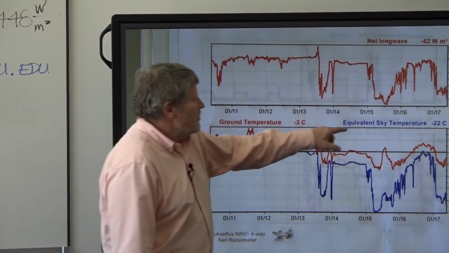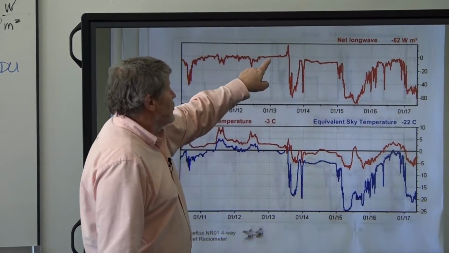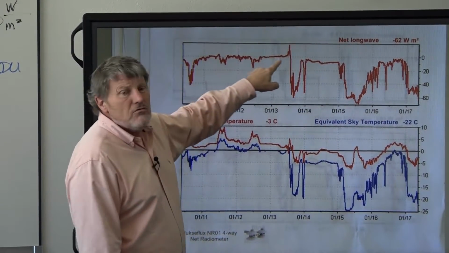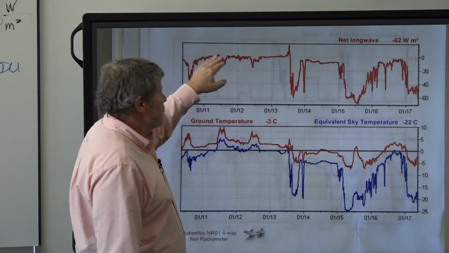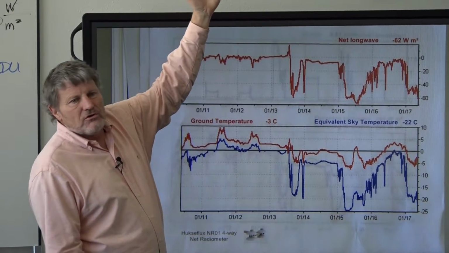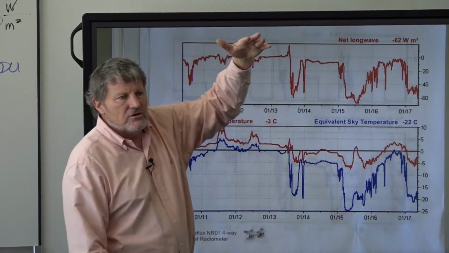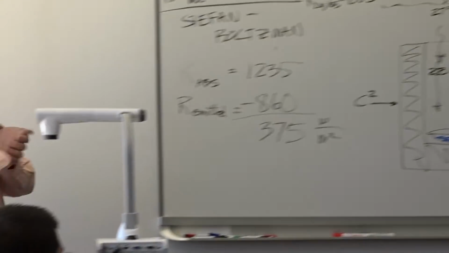And of course, whenever the net is a really low number, that means it's a clear sky. And look at this. Cloudy skies. Lots of clouds in this period. The net radiation was 0. The clouds were just as warm as the cold surface in the winter, or in the heavy clouds.